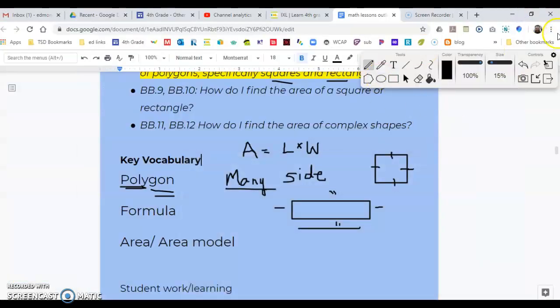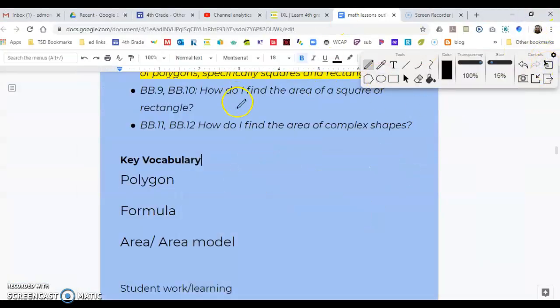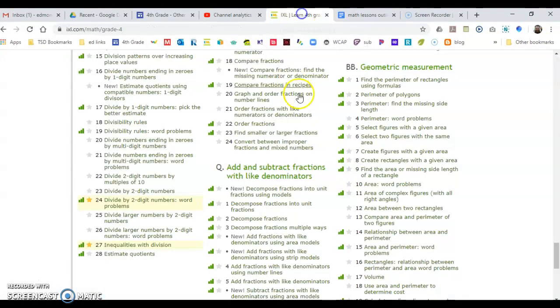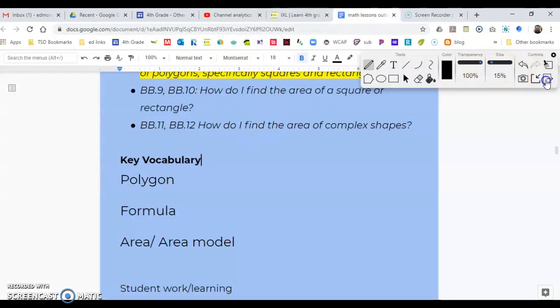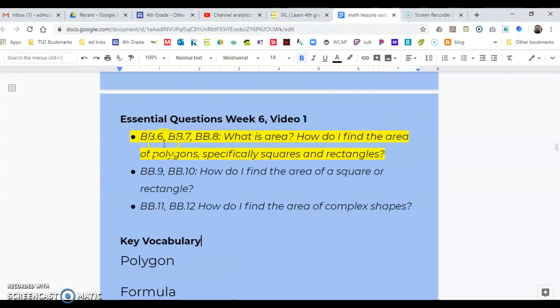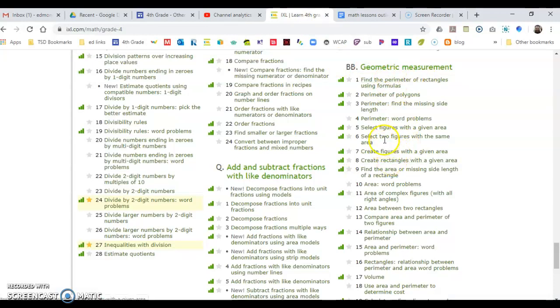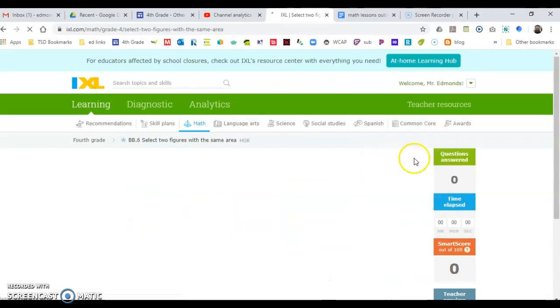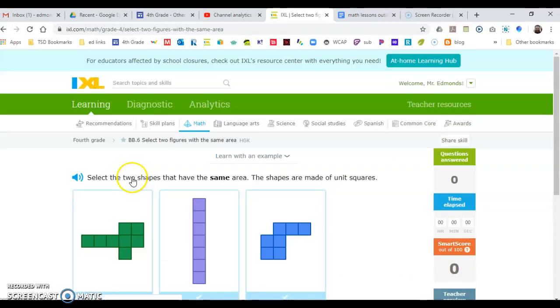Okay, so if we go back to our slide here, the IXL levels today are BB 6, 7, and 8. And there are 3 levels, but they're pretty quick levels today. So if we go to BB 6, all you gotta do, guys and gals, is find 2 shapes that have the same area.